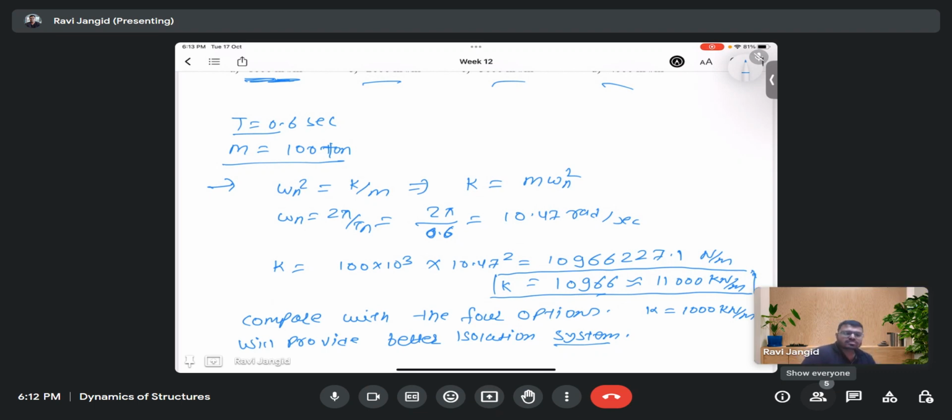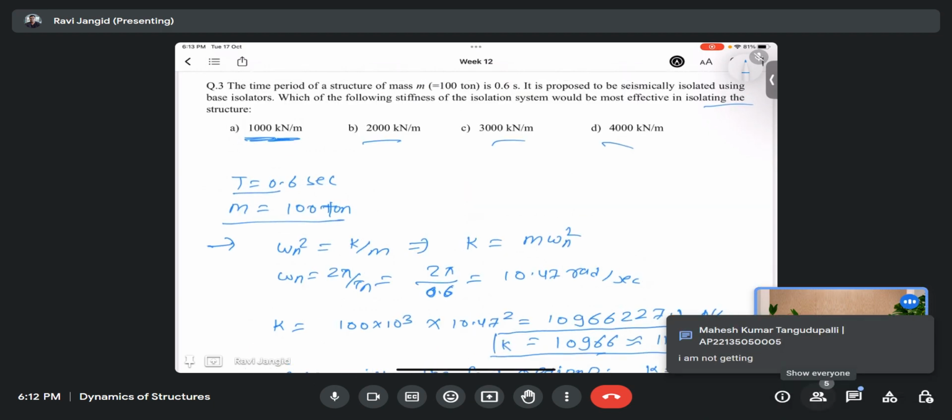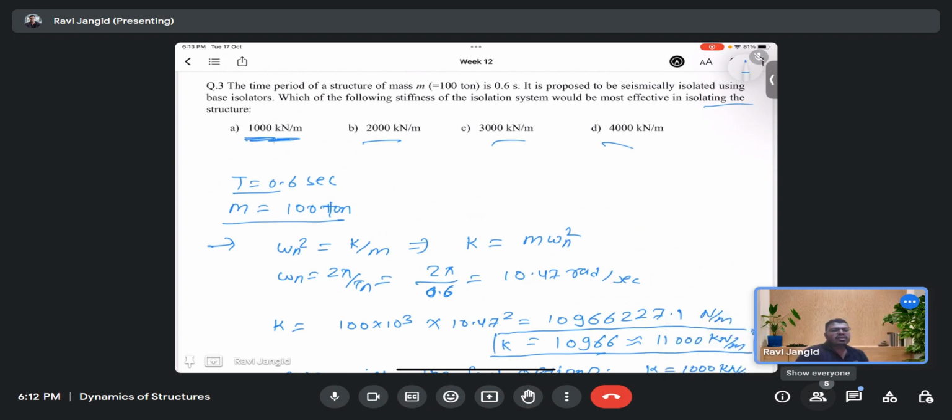Sir, how do we take the lower K? I have the stiffnesses available. I want a significant difference between the superstructure time period and the base isolated structure time period. Is it okay? Yes sir. It would become so when the stiffness of the isolator is lesser.